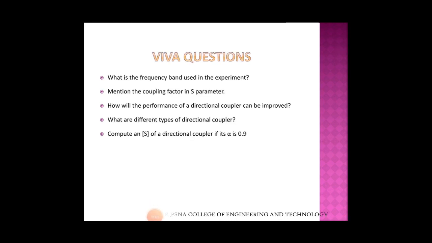As we have completed the experiment with the advantages of the directional coupler, now we are moving into the summary part, that is just viva questions to refresh the concepts explained in the PowerPoint presentation. What is the frequency band used in the experiment? Mention the coupling factor in S parameter. How can the performance of the directional coupler be improved? What are the different types of directional coupler? Compute the S matrix of a directional coupler if its alpha is 0.9. I hope all can answer these questions easily.